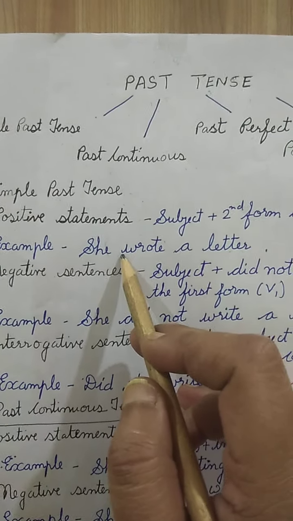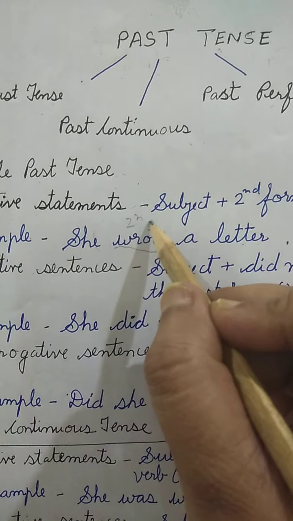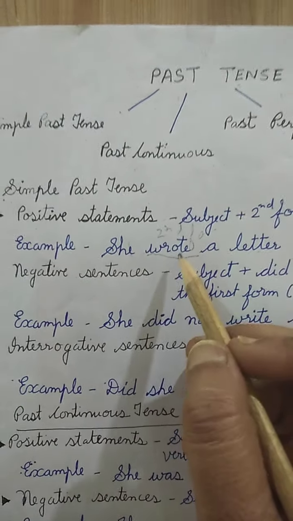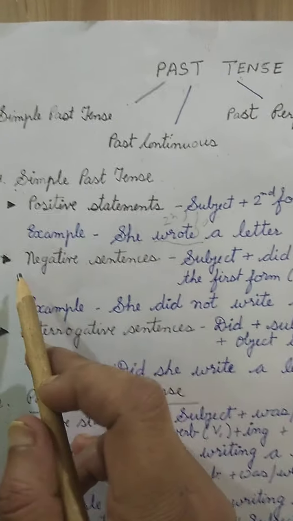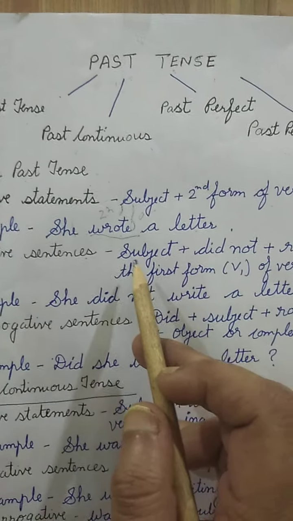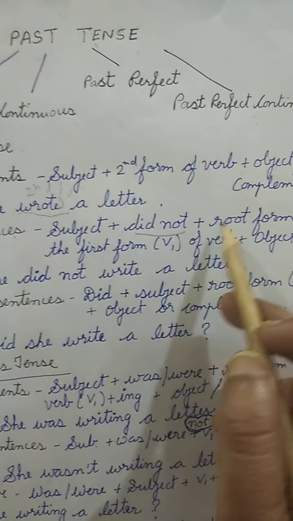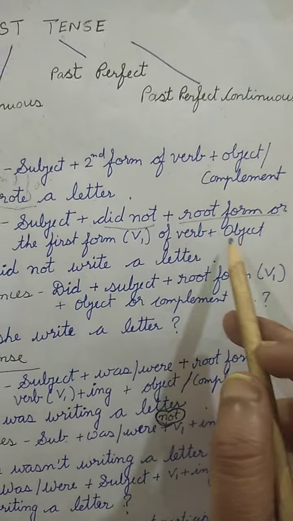The verb here is wrote, and this verb is in its second form. First form is write, second form wrote, and third form is written. Now, what happens in negative statements? Their construction is subject plus did not plus root form of verb or the first form of verb plus object or complement.